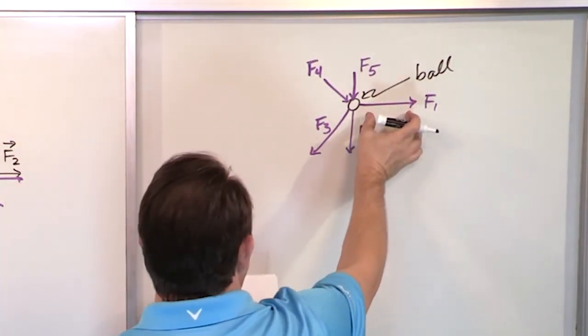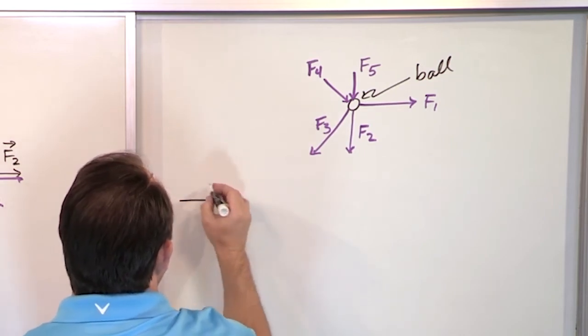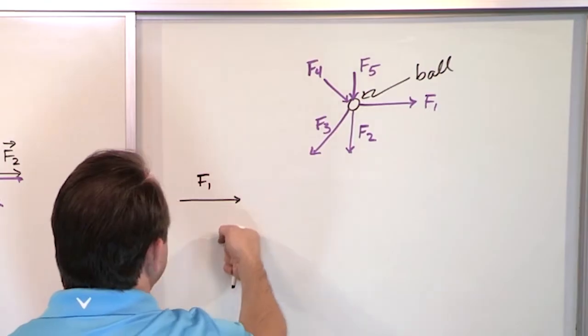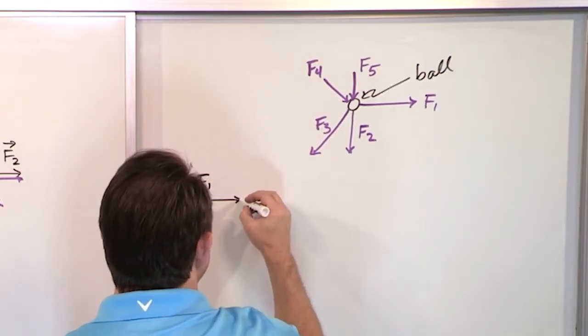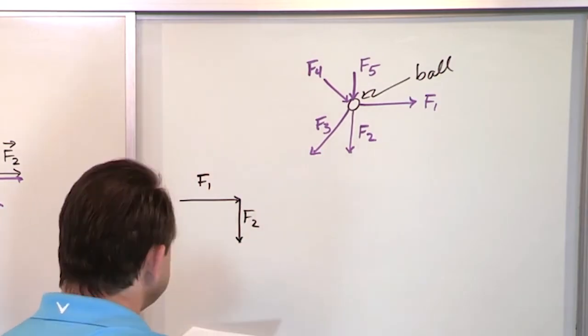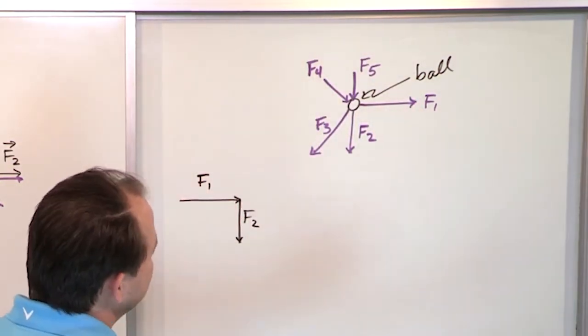So let's start with F1. He's going to be to the right. This is going to be F1. Then I'm going to grab F2. I'm going to grab him and arrange him tail to head here. So F2 is going to be about this long, if I'm drawing it right. That's F2. And now I can do F3, F4, and F5. Yeah, I could, but I'm going to show you it doesn't matter the order.